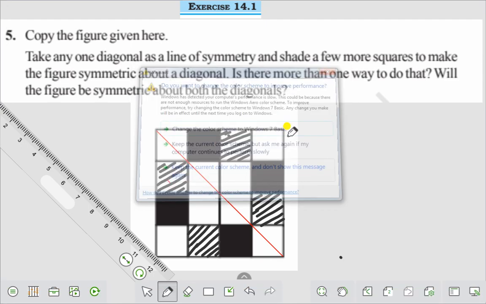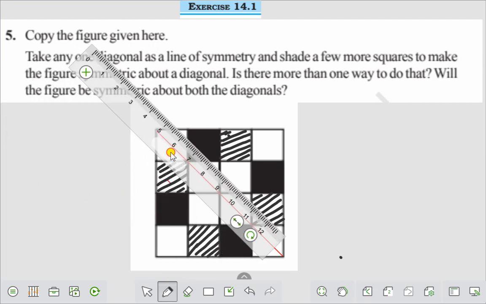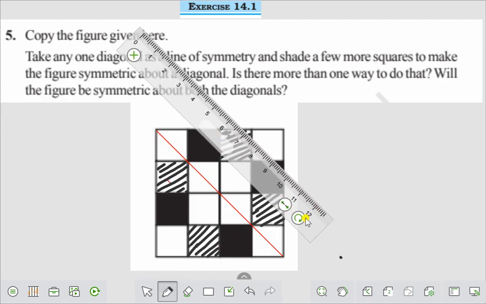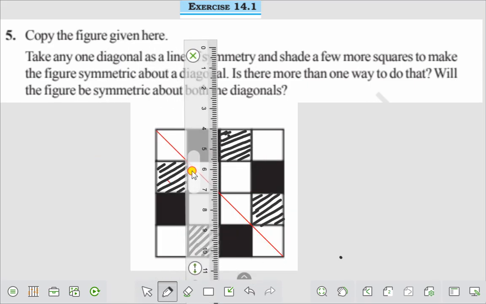Is there more than one way to do that? Yes, you can do that also. Suppose if we make a diagonal like this, then you will also get the symmetric. Suppose we make a horizontal and vertical line, right? This is the vertical line. If we draw a line of symmetry vertical, then it is also symmetric, right?